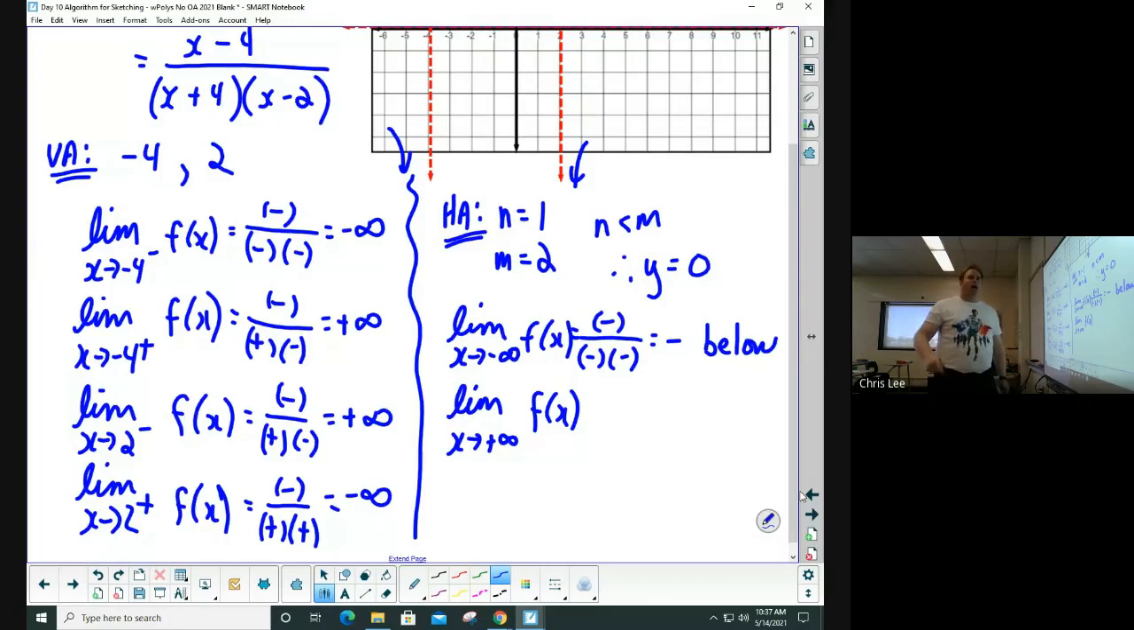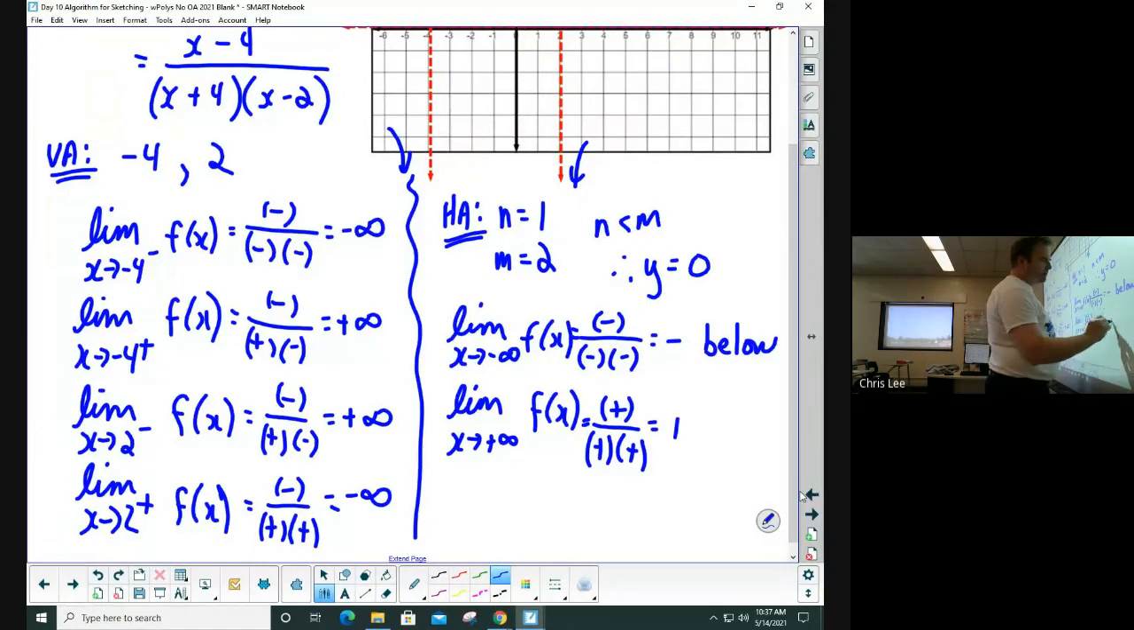Similarly, when I put in a positive 1 million, the -4 is insignificant. It's still going to be positive. The +4, big deal. -2, big deal. The number is so big that it's going to stay positive. And obviously positive divided by a positive is positive, which means it's going to come from above.